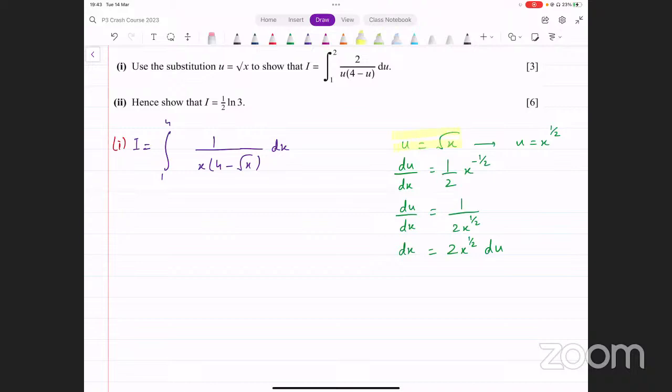This is one thing that you're going to be using. And this is the second thing. You have to replace dx with this thing. All right. Let's put these values here.